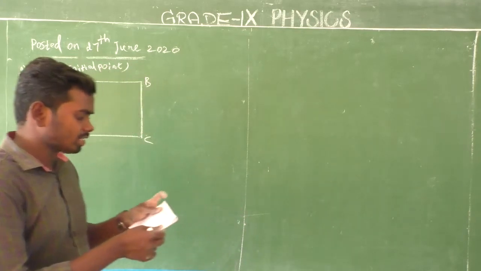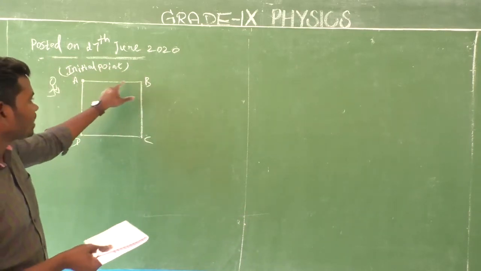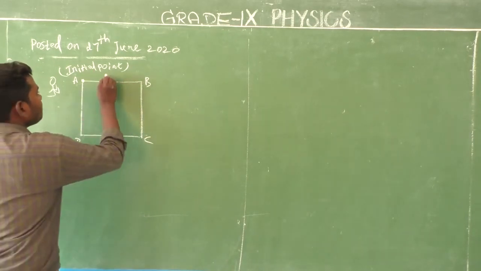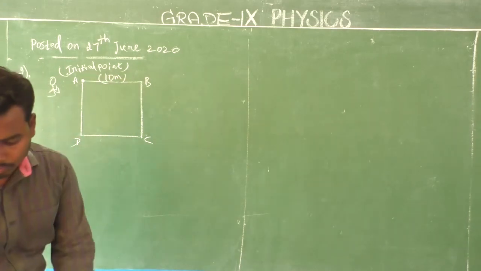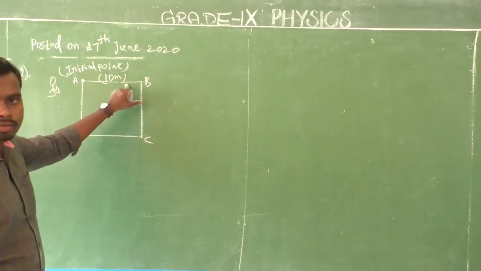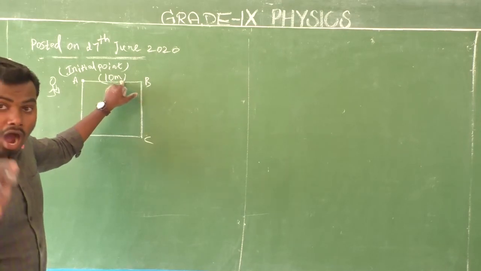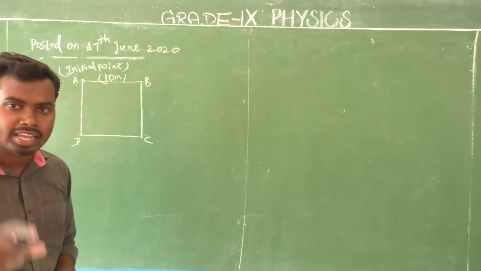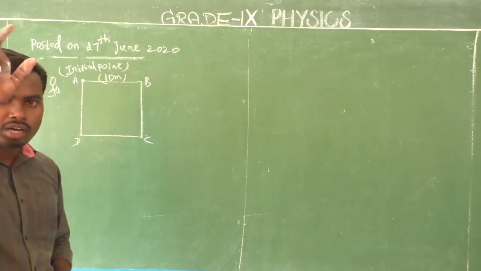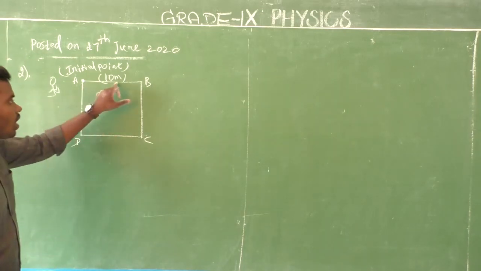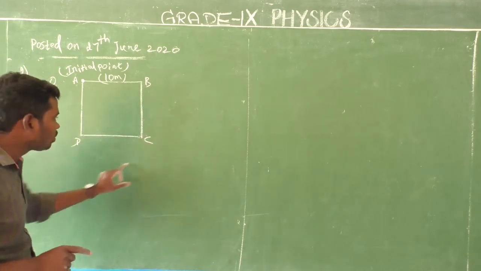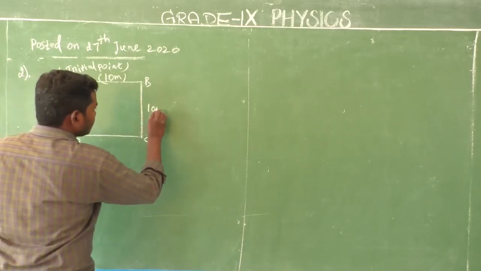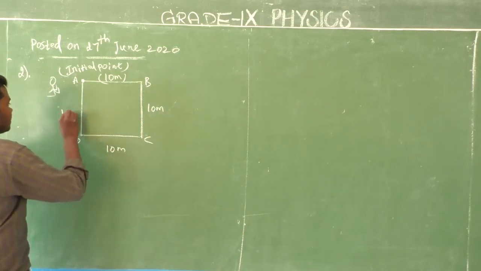Look here. The question is, what is the length of a side of the square field? 10 meters. Already we know that in a square, the lengths of all sides are equal. So if one side is 10 meters, what about the remaining 3 sides? They will be 10 meters. So this is 10 meter, this is 10 meter, and that is 10 meter.